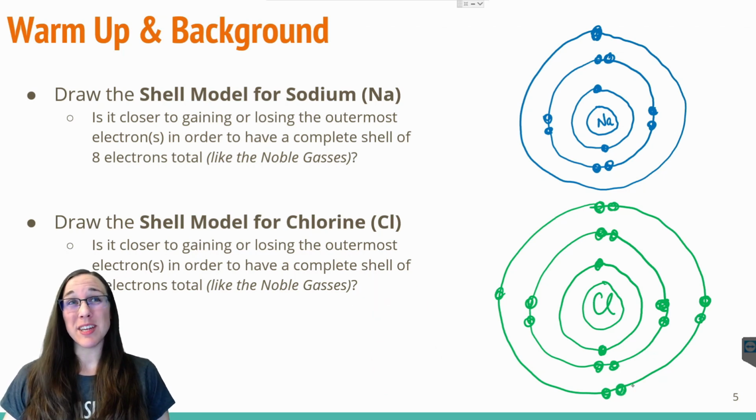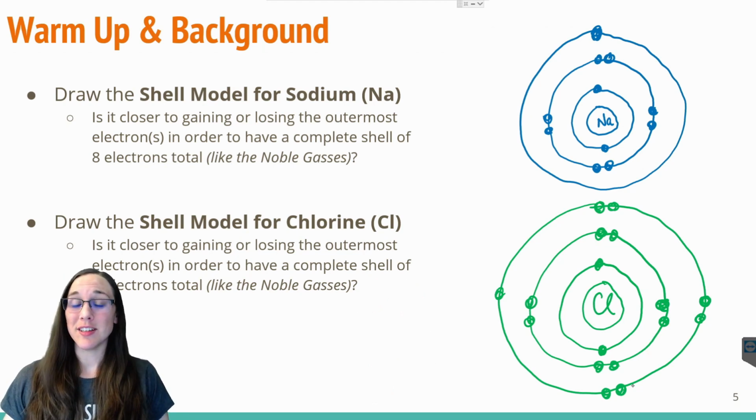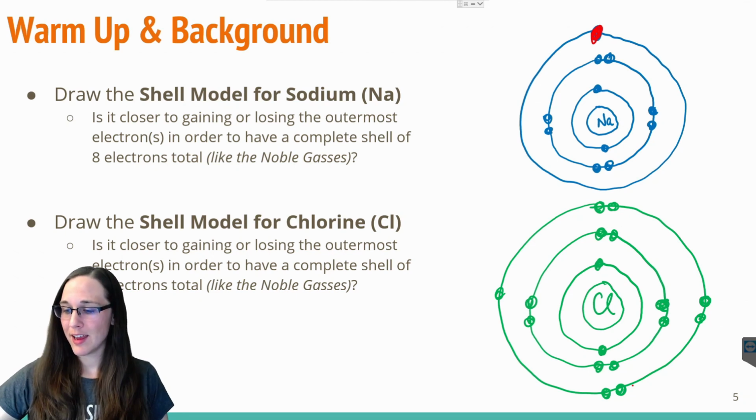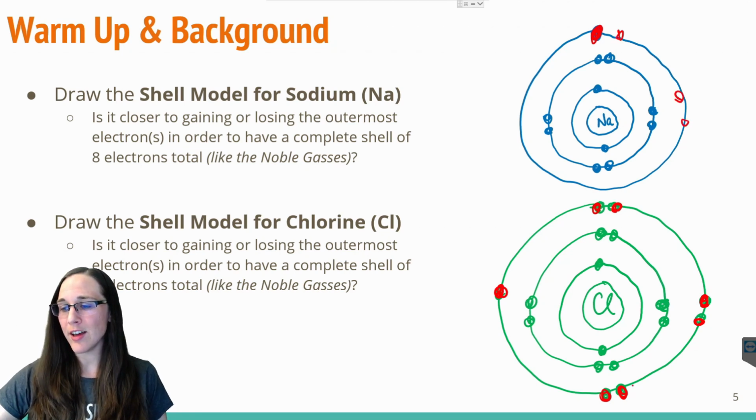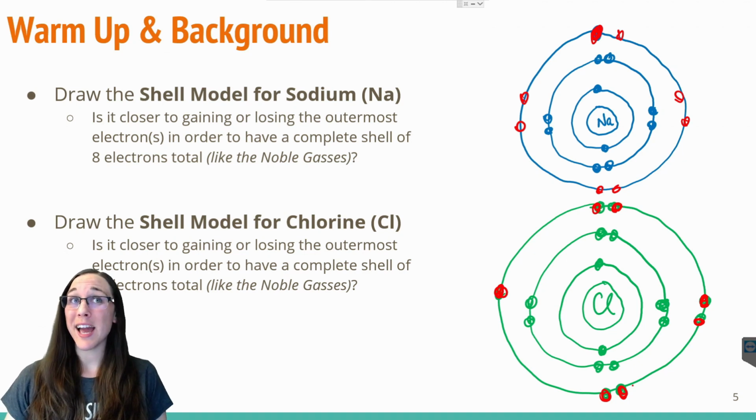Now what I'm asking you here is if we're only looking at the outermost electrons, the valence electrons, that's this guy up here and all of these on the chlorine. These are the valence electrons for each atom respectively. For sodium, would it be easier to lose that one electron or to gain essentially 7 others in order to be like a noble gas? Because remember, noble gases have their outer valence shell completely filled, and that's what makes them so stable.